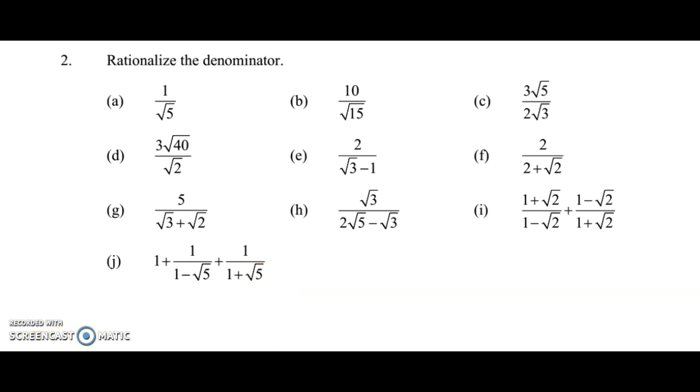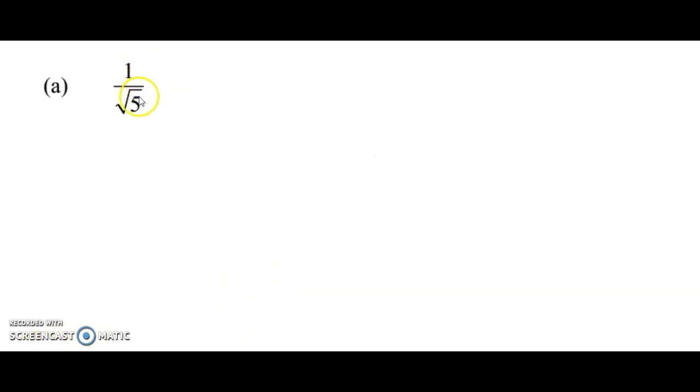Let's look at the first one. Here I have 1 over surd 5, and now surd 5 is not a rational number, or we can say that 1 over surd 5 is not in the simplest form yet. So how do we make it simplest form? In other words, we are going to convert this non-rational number into a rational number. How can we do that?